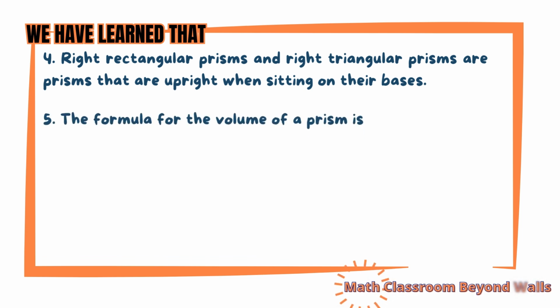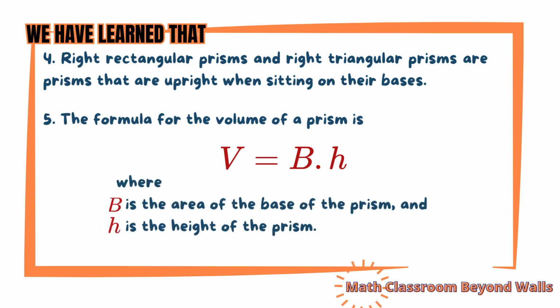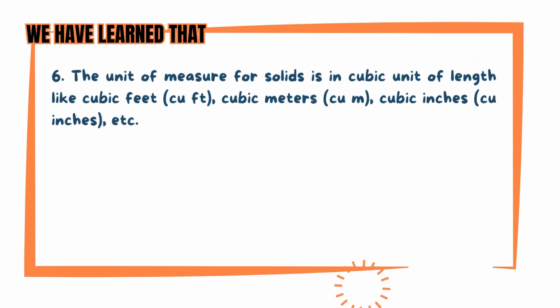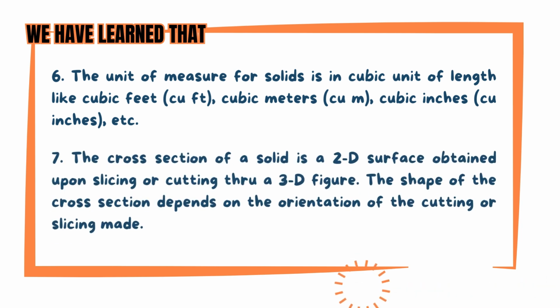Fifth, the formula for the volume of a prism is B times H, where B is the area of the base of the prism and H is the height of the prism. Sixth, the unit of measure for solids is in cubic unit of length, like cubic feet, cubic meters, cubic inches, etc. Seventh, the cross-section of a solid is a 2D surface obtained upon slicing or cutting through a 3D figure. The shape of the cross-section depends on the orientation of the cutting or slicing made.